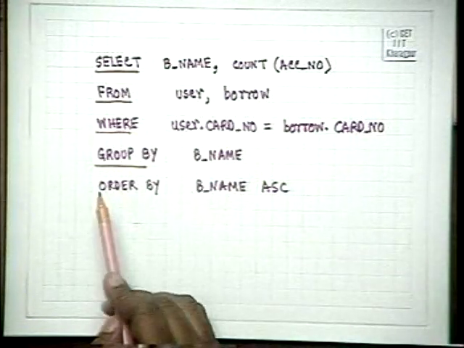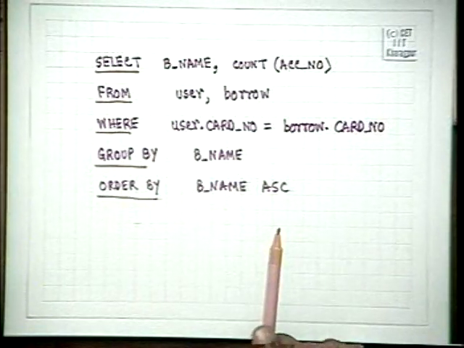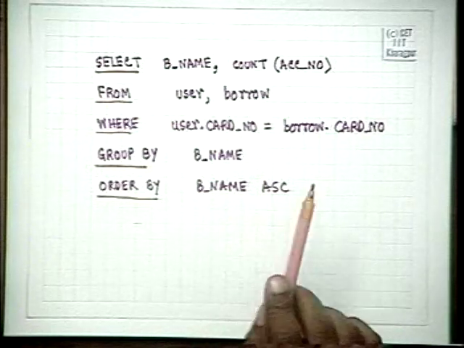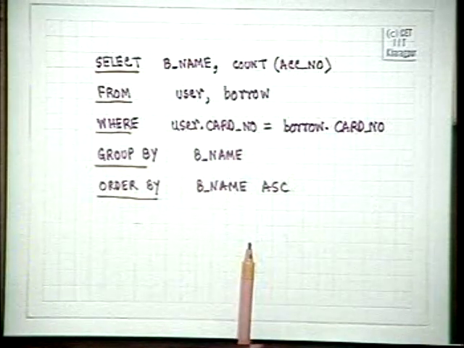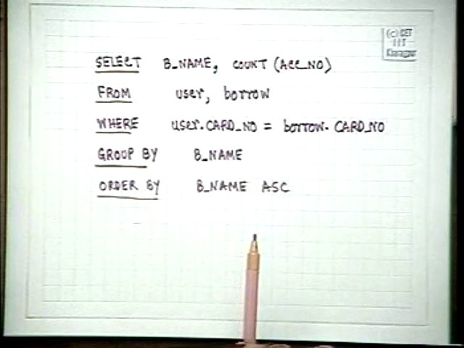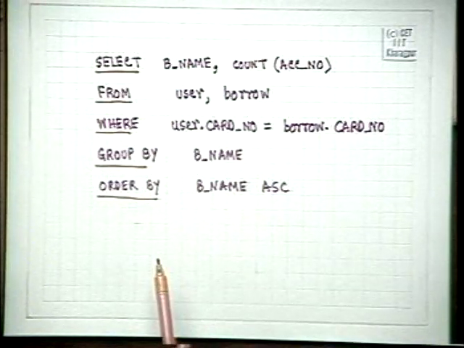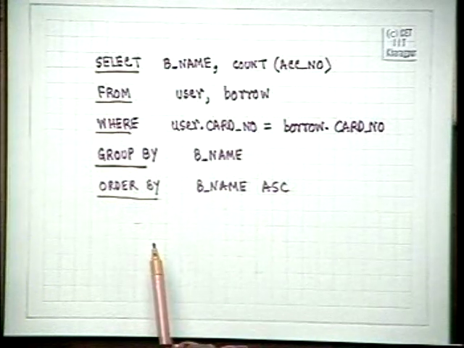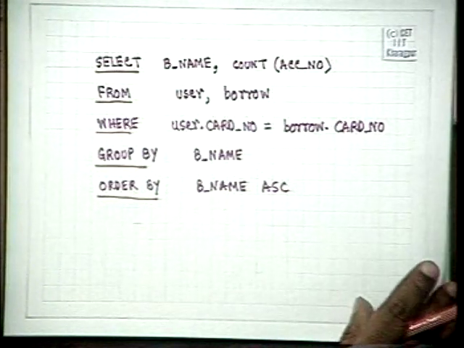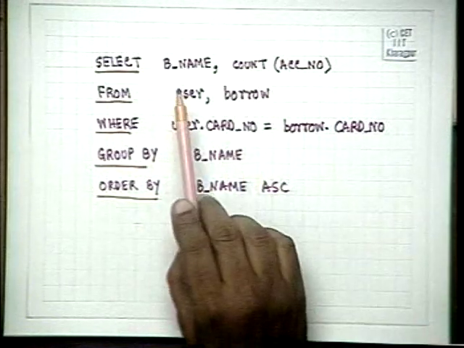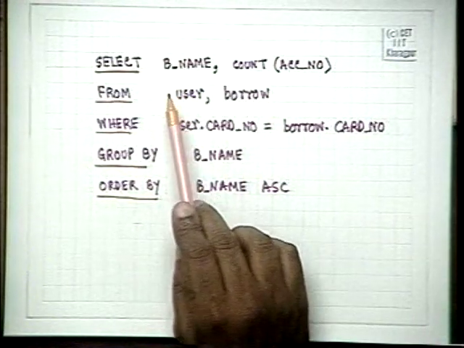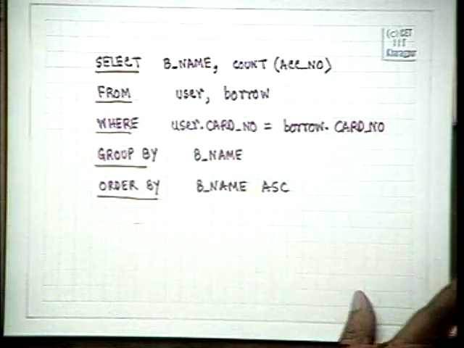We could have even done this. It would have ordered the result in ascending order of the borrower's name. Order by borrower's name ascending. So it would have ordered the result in terms of borrower's name. Now we have been able to find out the total number of books borrowed by each person.